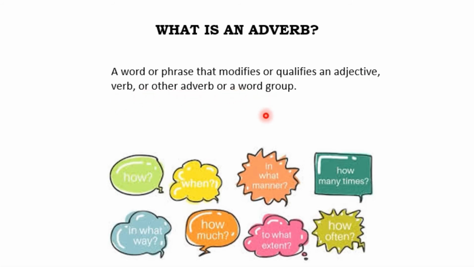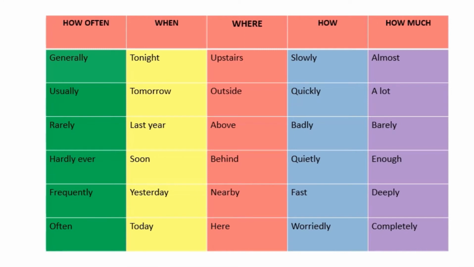An adverb really tells us how. It tells us when, in what manner, how many times, in what way, how much, to what extent, and how often, or the frequency of something. In the previous slide, we established that adverb tells us how often, when, where, how, and how much.